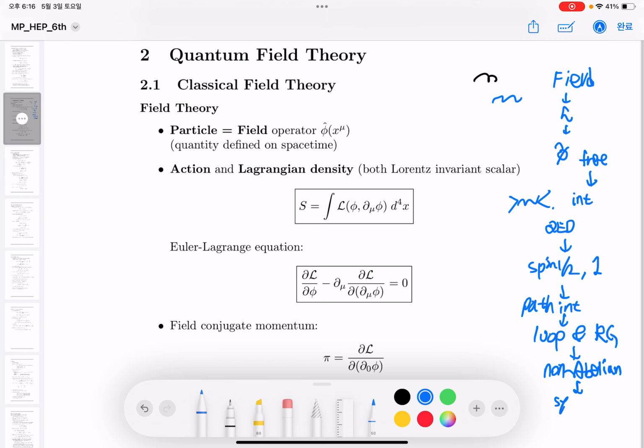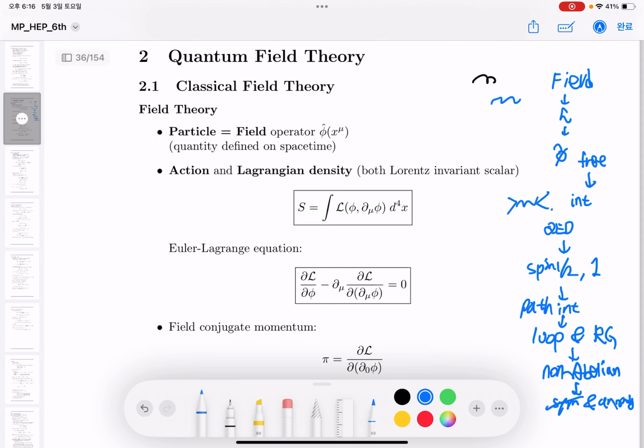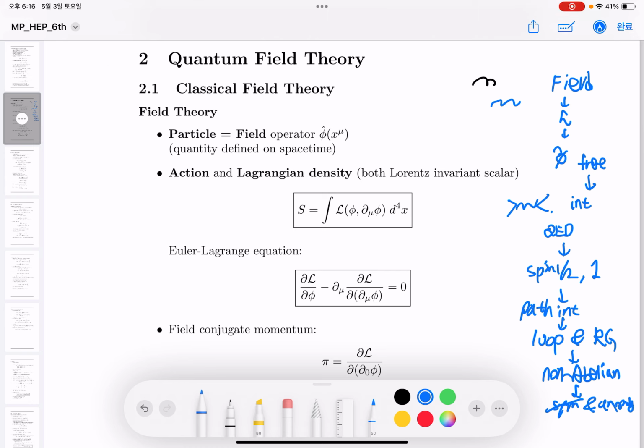I will talk about some symmetry and symmetry breaking with the anomaly. So there are too many things. I will explain at the best speed. So first of all, let's talk about the classical field theory.